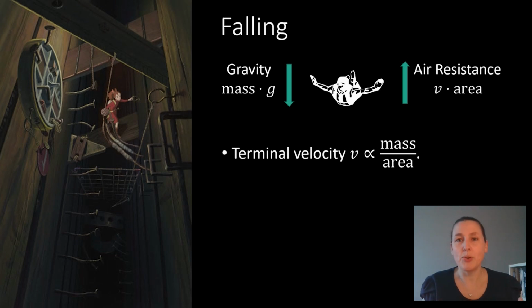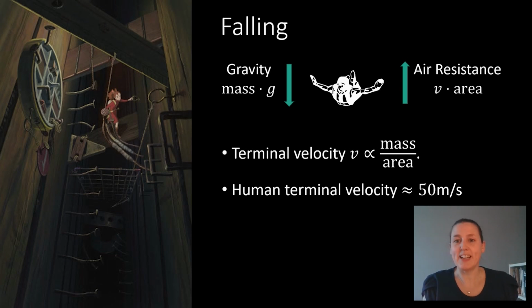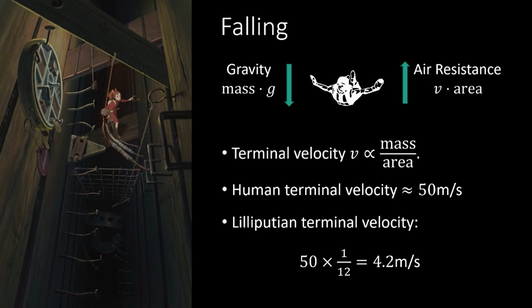It's that square cube law coming in again. That velocity will be therefore proportional to the scaling factor of the creature. Okay, so our terminal velocity as humans is about 50 meters per second, which is quite fast. But a Lilliputian, you've got to multiply that by the scaling factor, which for the Lilliputian's case is 1/12. So a Lilliputian's terminal velocity is 50 times a 12th, which is about 4.2 meters per second. So they actually reach terminal velocity much sooner.